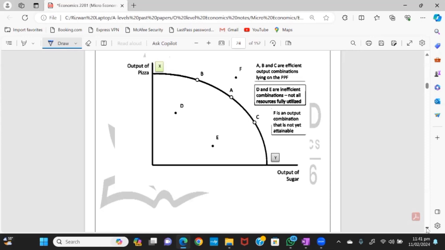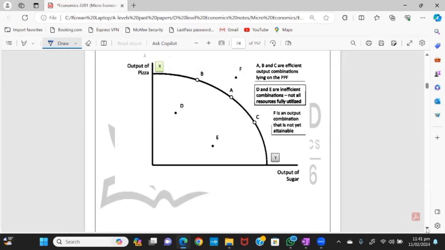But what about points D and E? Points D and E show that the country or firm is producing less than its potential. They have the potential to produce more, but they are producing less. That means they are inefficient in allocating their resources.